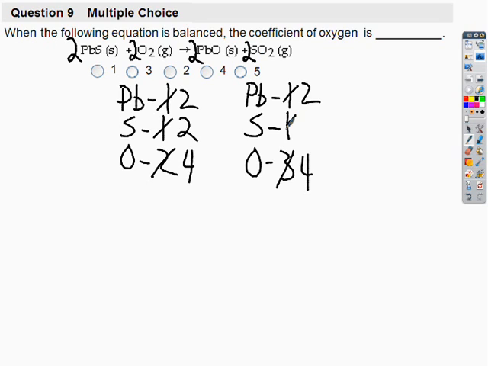Now, what did that do to us? That gave us 2 sulfurs, and 2 times 2 is 4, plus 2 is 6 oxygens. Okay, let's look back on the left-hand side of the equation. We have 4 oxygens there. If we will just simply make that a 3, that makes that 6 oxygens. And I believe that's balanced. 2 leads on each side, 2 sulfurs on each side, and 6 oxygens on each side.